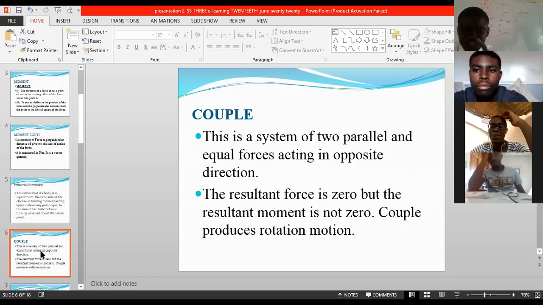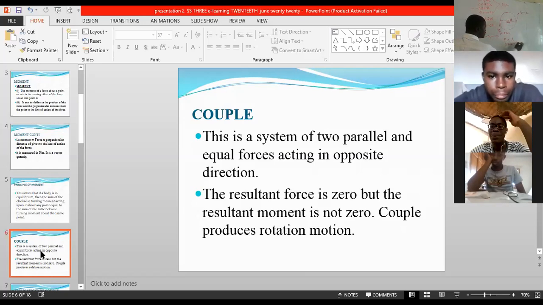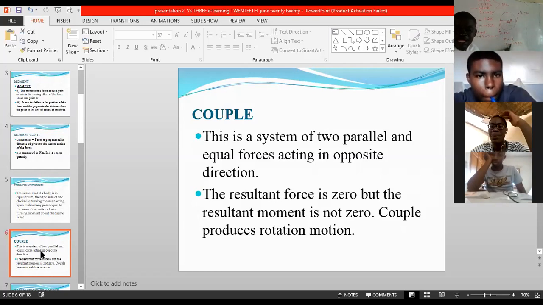But the resultant moment is not 0. Why is it not 0? Now look at it. This is our distance. Moment is force times perpendicular distance. My force is 3 times 2. Everything will be equal to what? 6 Newton meter. You see that it's not 0. That is the resultant moment. The resultant moment is what? Not 0. Can you see that now?